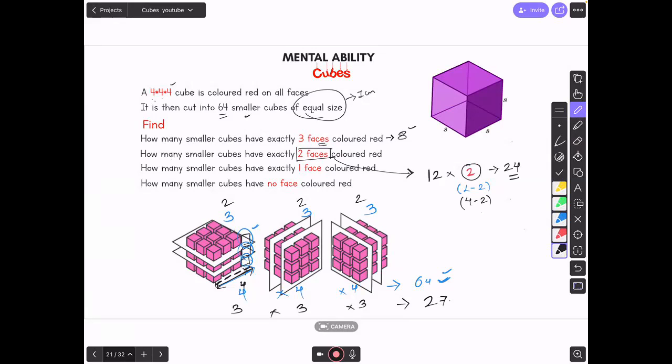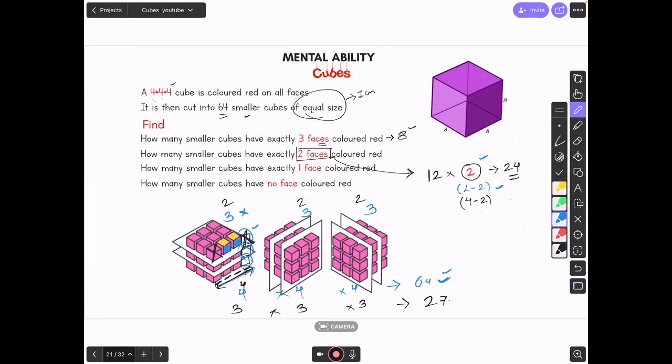Now imagine how it happens. This is your edge. Take out 2 from the corner. If you take out 2 from the corner, this time you will get 2 per edge. So this is the first one and this is the second one. This time you will get 2 per edge, which are 2 faces colored red. That's why you got this. As I said, in the exam you don't have to draw a diagram. Just use the formula.